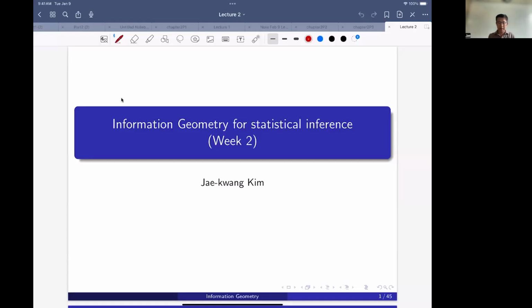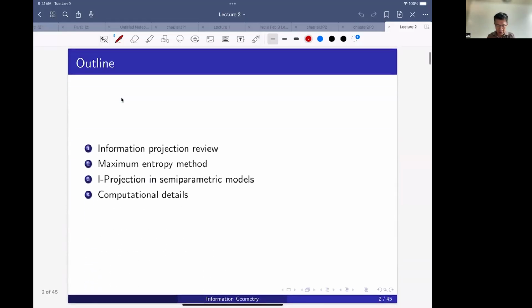Okay, we'll continue on information geometry. We'll first review some basic concepts, and then we'll have two examples today, and discuss some computational details.